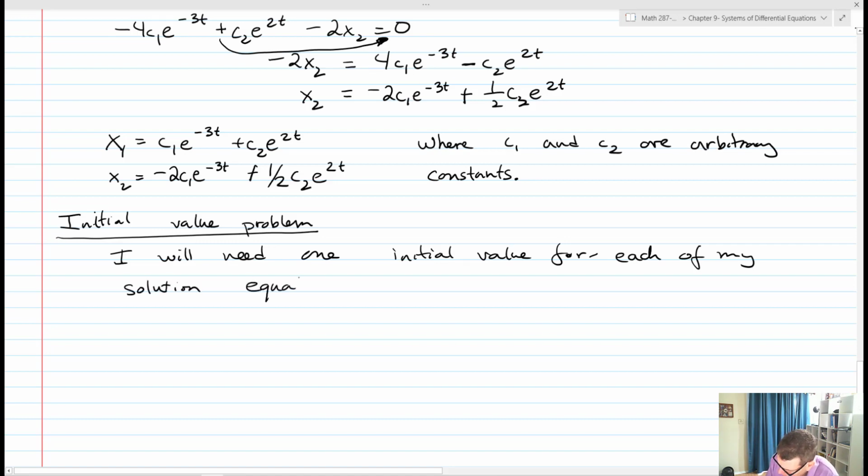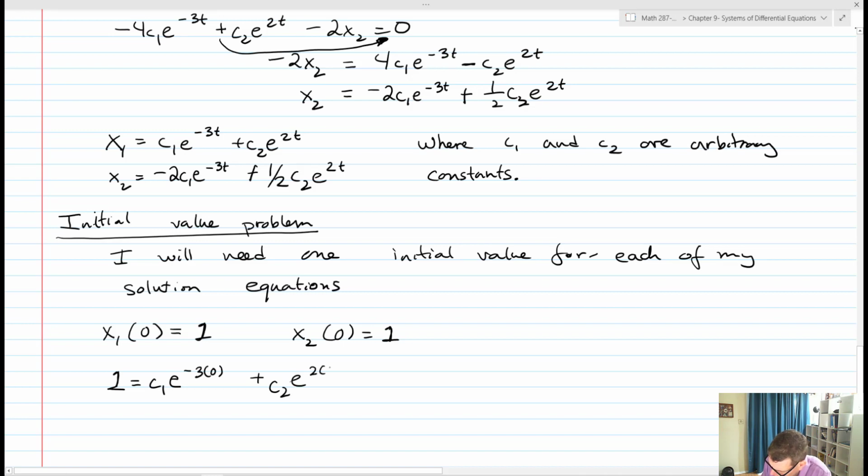So let's say, for example, that x1 of 0 will equal 1, and we'll let x2 of 0 equal 1. Since this is first order, it's actually fairly simple. What we can do here is say, okay, well then 1 is going to equal c1 e to the negative 3 times 0 plus c2 e to the 2 times 0.